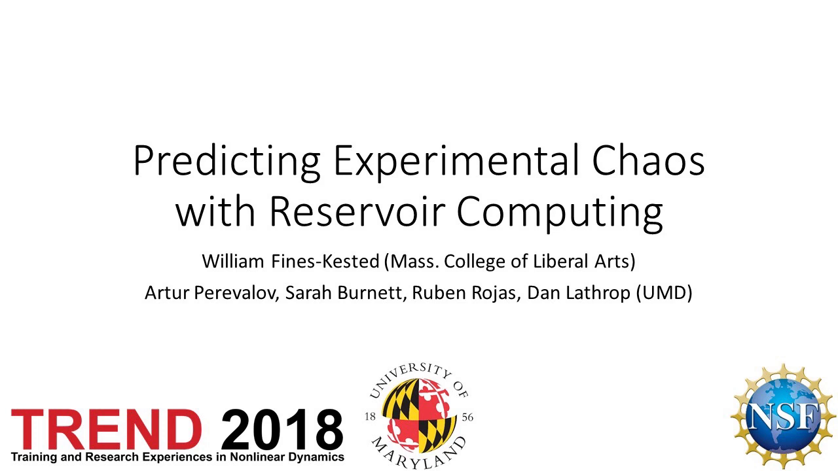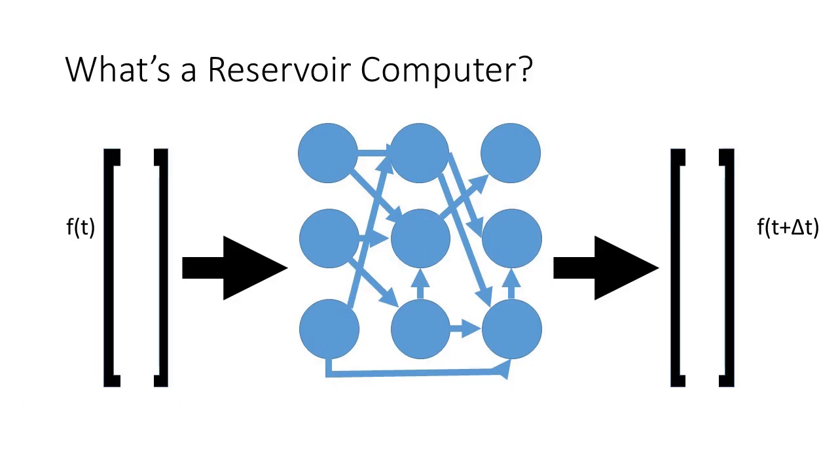So my talk is titled Predicting Experimental Chaos with Reservoir Computing. The big thing that we should cover first is what a reservoir computer is. The simplest explanation of it is that reservoir computing is a form of machine learning.